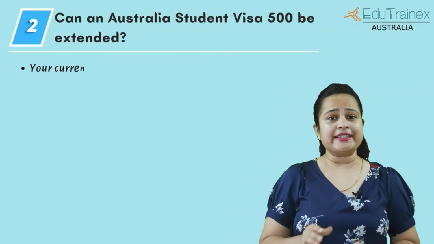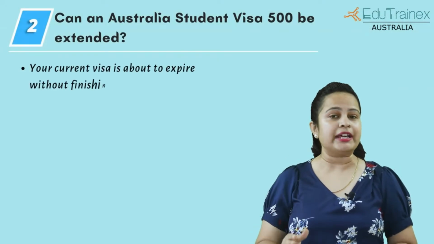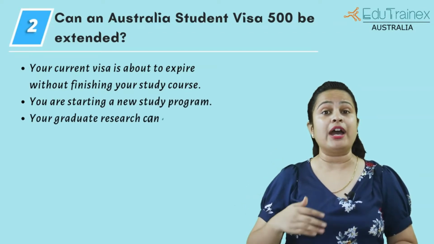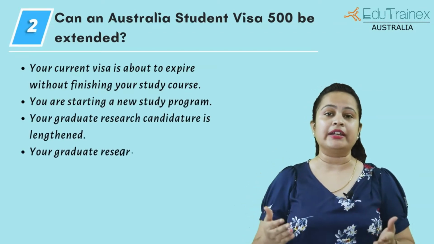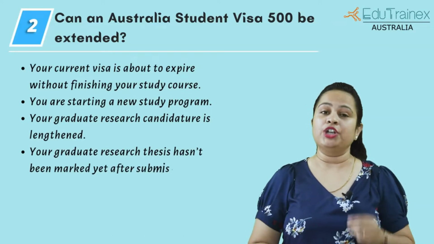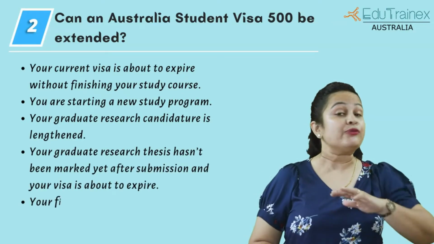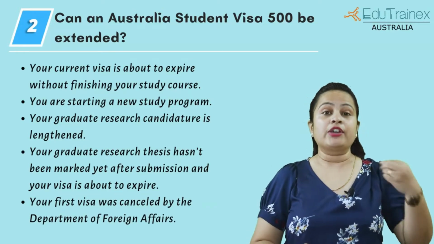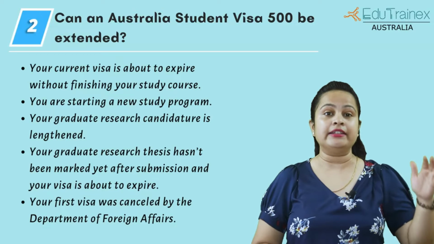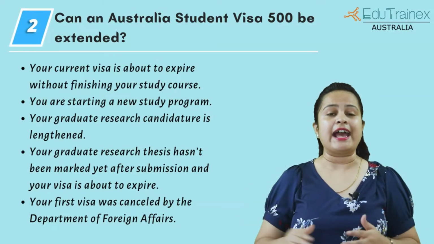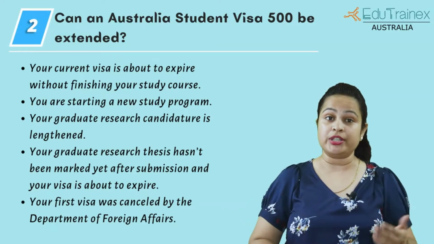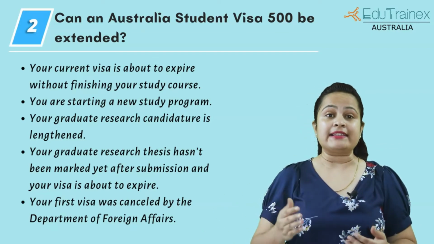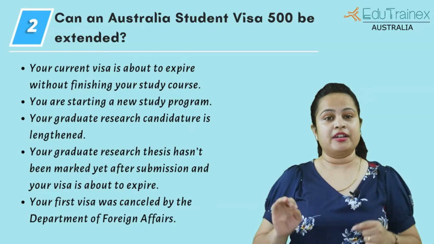So in order to extend your stay in Australia, you must apply for a new student visa. However, it is necessary to have very compelling reasons to apply for a new visa. Like your current visa is about to expire without finishing your study course, you are starting a new study program, your graduate research candidature is lengthened, your graduate research thesis hasn't been marked yet after submission and your visa is about to expire, or your first visa was cancelled by the Department of Foreign Affairs.